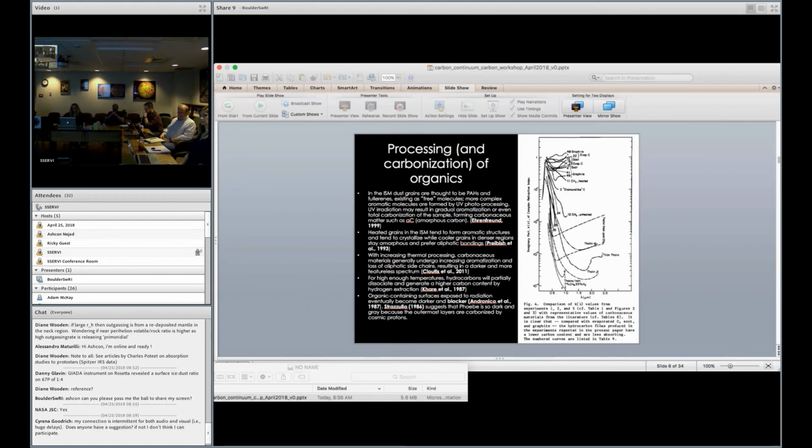Okay, in the ISM, it has been found that heated grains tend to form more aromatic structures and tend to crystallize, while the cooler grains and denser regions can stay amorphous and prefer aliphatic bonding. I think a question about that distribution came up during Yvonne's talk. Also, with thermal processing, carbonaceous materials generally undergo increasing aromatization and loss of aliphatic side chains, and so you end up with a darker and more featureless spectrum. So different researchers are coming at this from different angles, but getting to the same conclusion in a lot of ways.